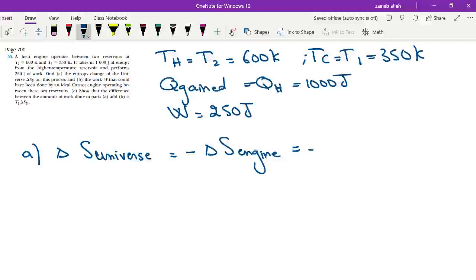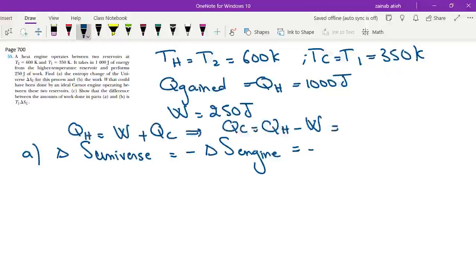What is delta S for my engine? So Q cold, or simply Q gained, is equal to W plus Q... this is Q hot. Q cold is equal to Q hot minus W, which is 1000 minus 250, which will give me 750 joules.